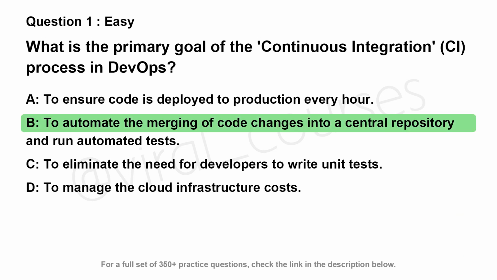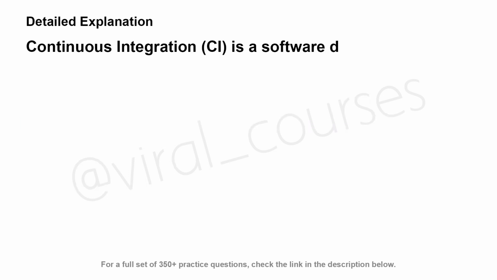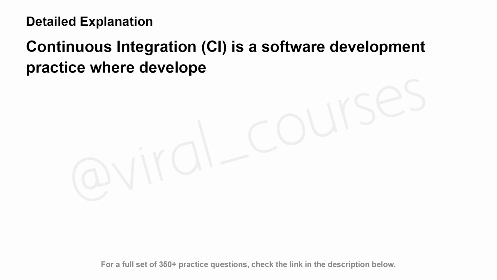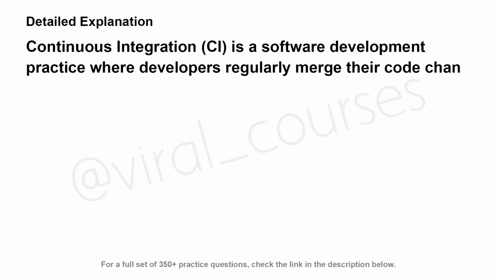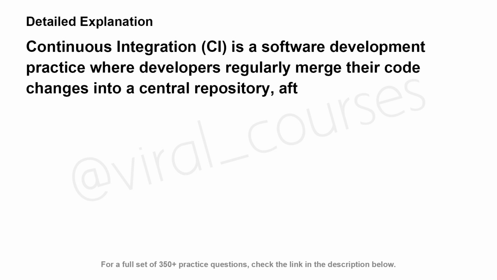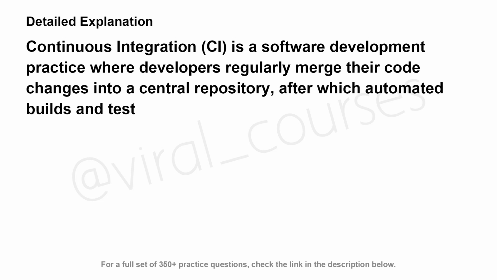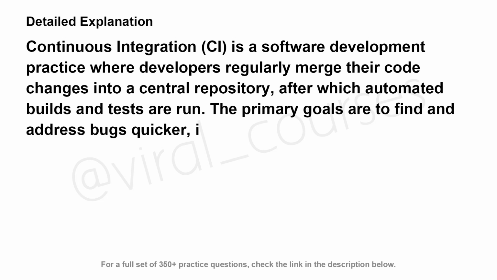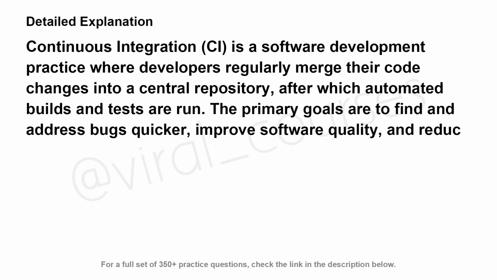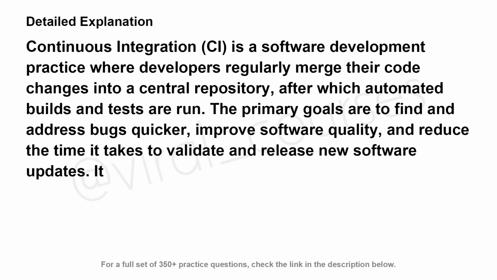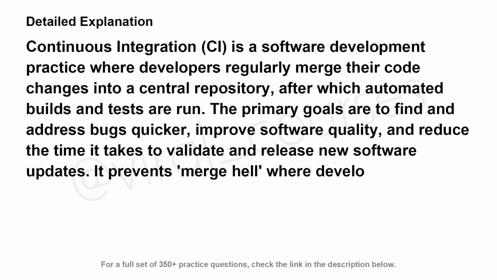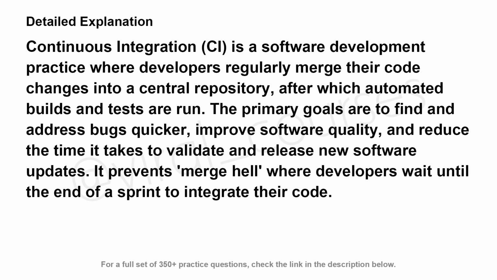The correct answer is B. Continuous integration, or CI, is a software development practice where developers regularly merge their code changes into a central repository, after which automated builds and tests are run. The primary goals are to find and address bugs quicker, improve software quality, and reduce the time it takes to validate and release new software updates. It prevents merge hell, where developers wait until the end of a sprint to integrate their code.